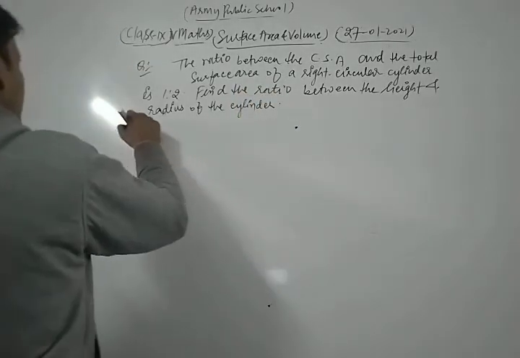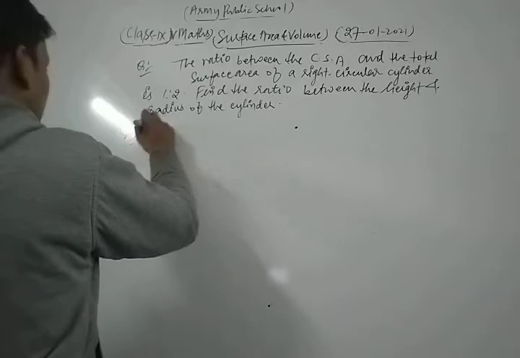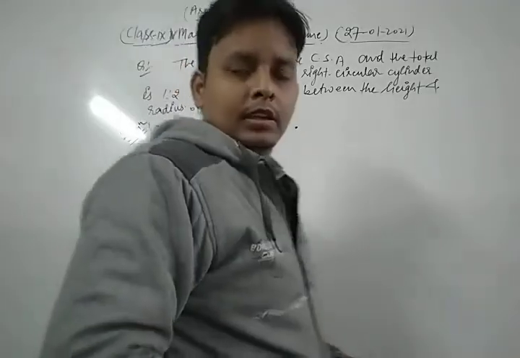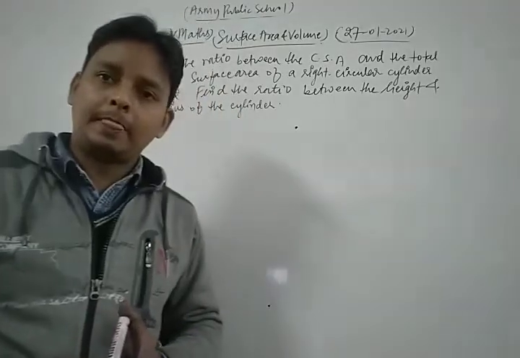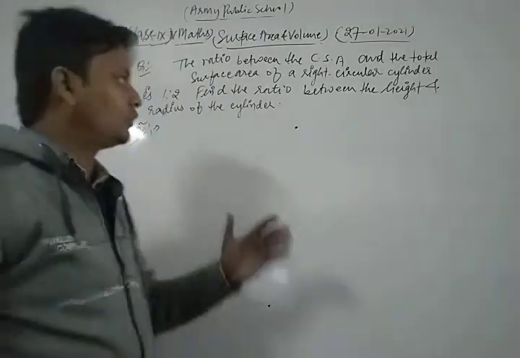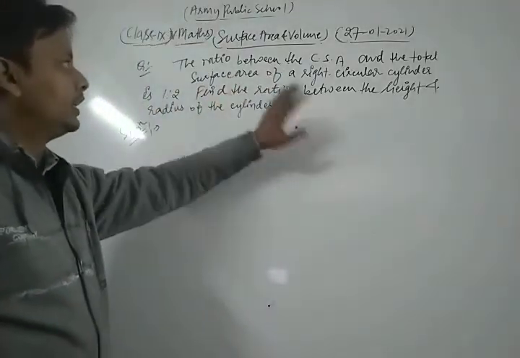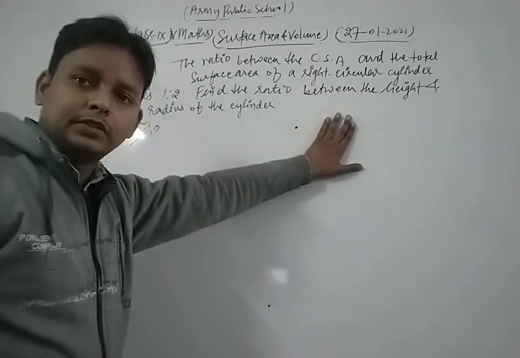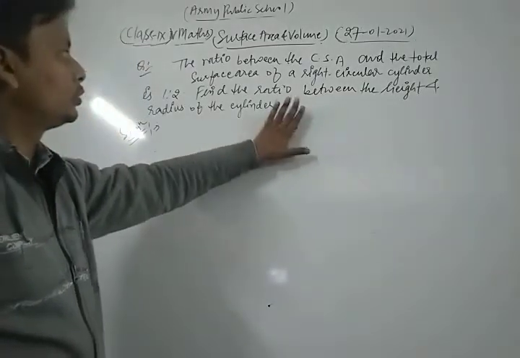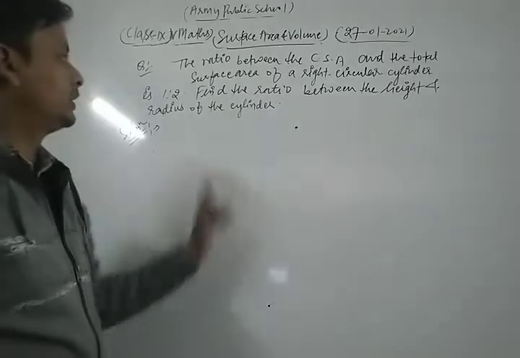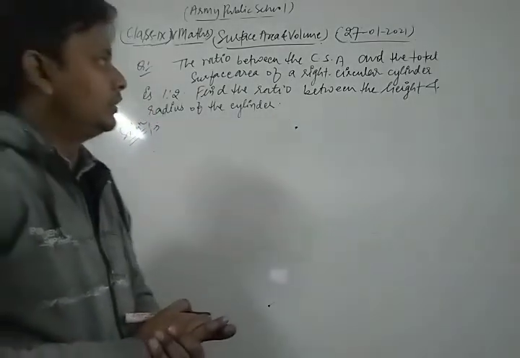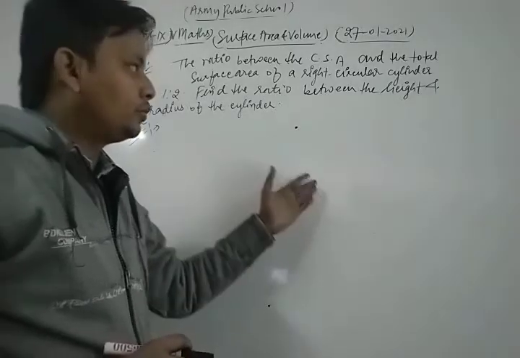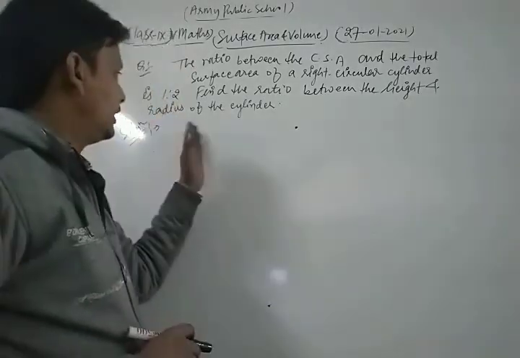Let's see its solution. Now this is a very important question of your syllabus. Let's see once more. The ratio between the curved surface area and the total surface area of a right circular cylinder is 1:2, and we have to find the ratio between the height and the radius of the cylinder.